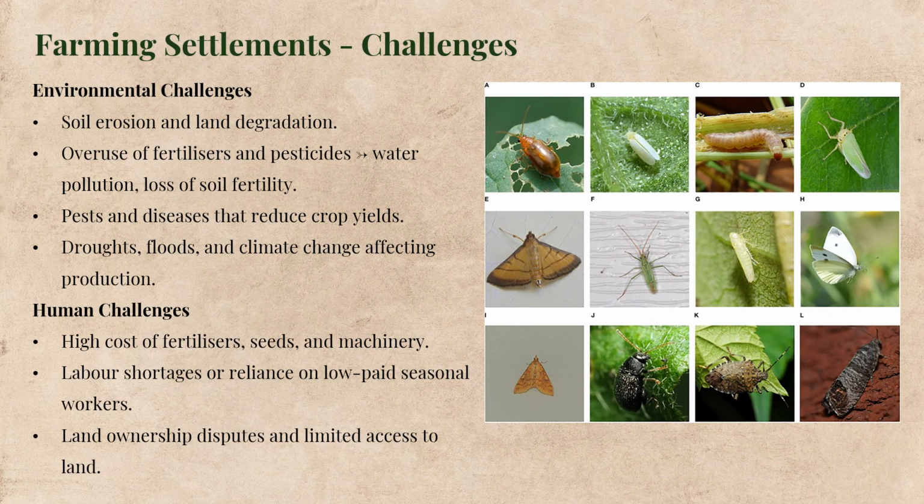Now, farming also comes with its own set of challenges. For environmental, farming causes land degradation and soil erosion because it disturbs the natural vegetation and exposes the soil to wind and water that can be washed away. There are also farmers that use fertilizers and pesticides for the pests you see on the right, and this can cause water pollution for different water bodies like rivers, lakes, and ponds. And the chemicals can also affect soil fertility.